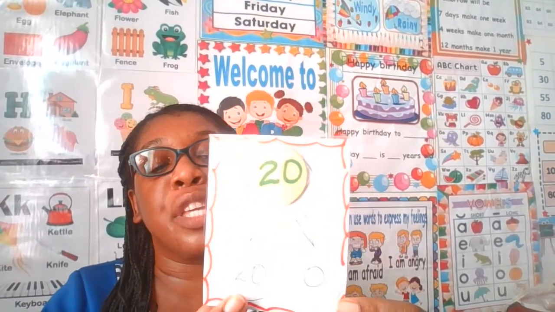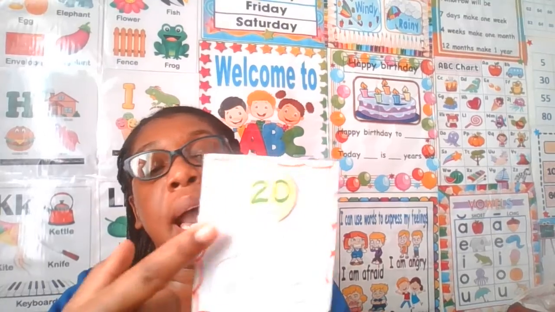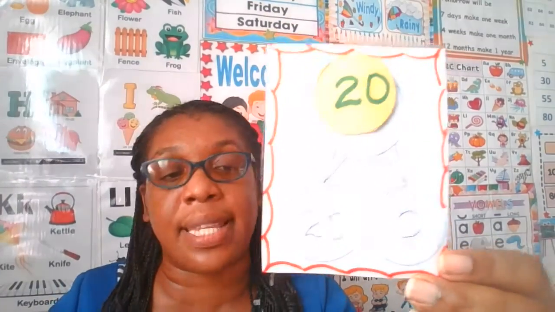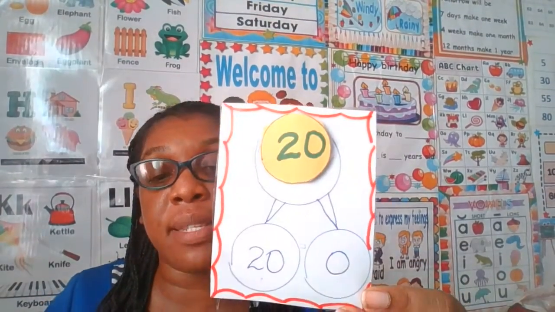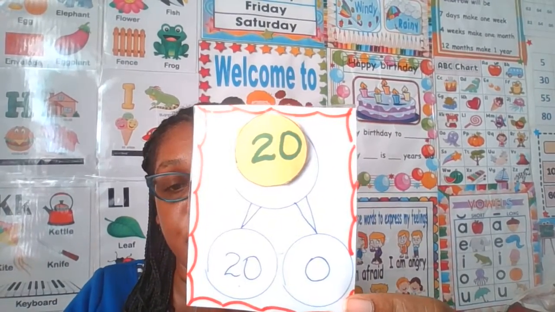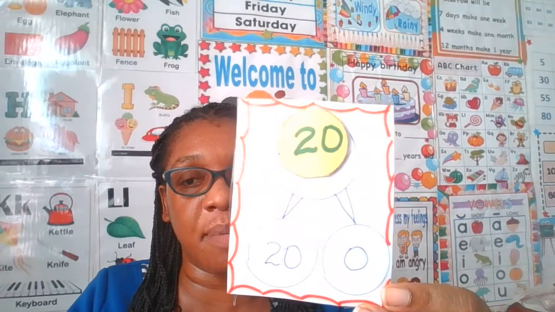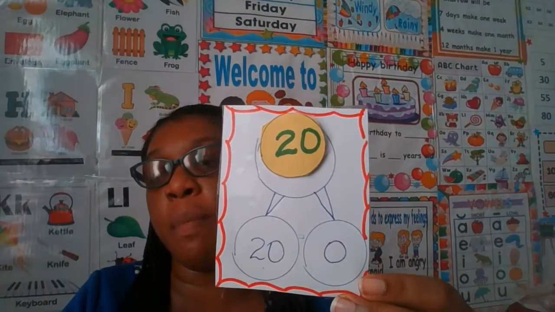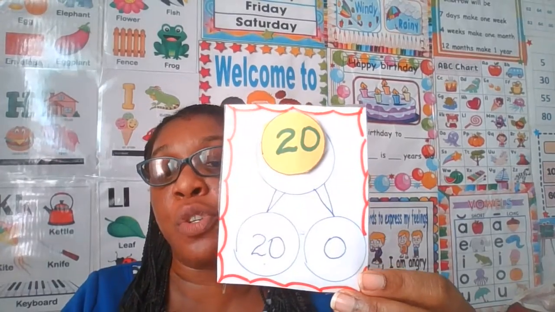So boys and girls, these two numbers at the bottom, when you add them, you should get 20. So 20 plus 0 is equal to? 20. I can't hear you. 20. Great job, guys. I know my number bond, and you should know your number bonds.